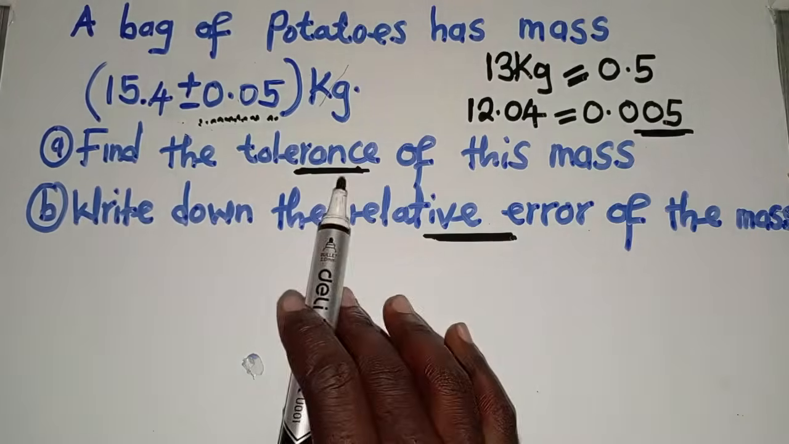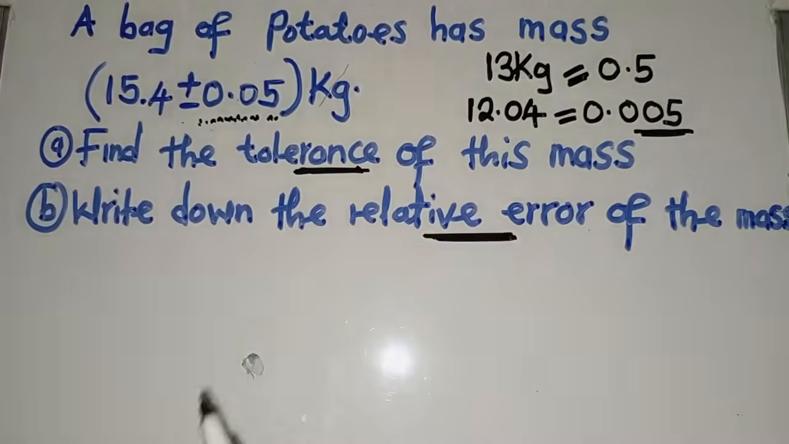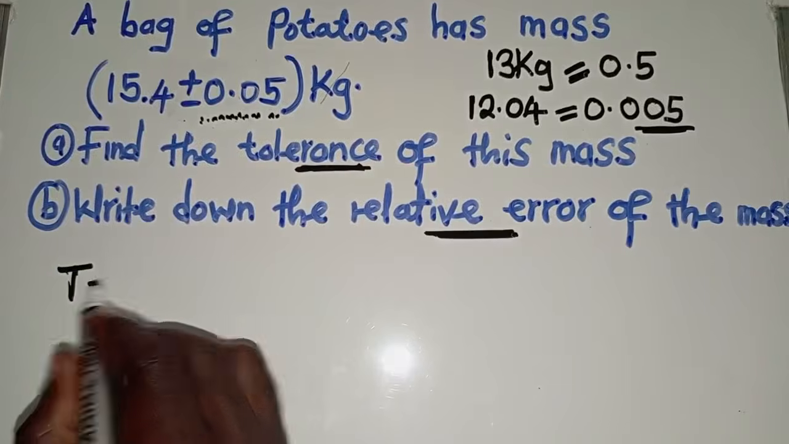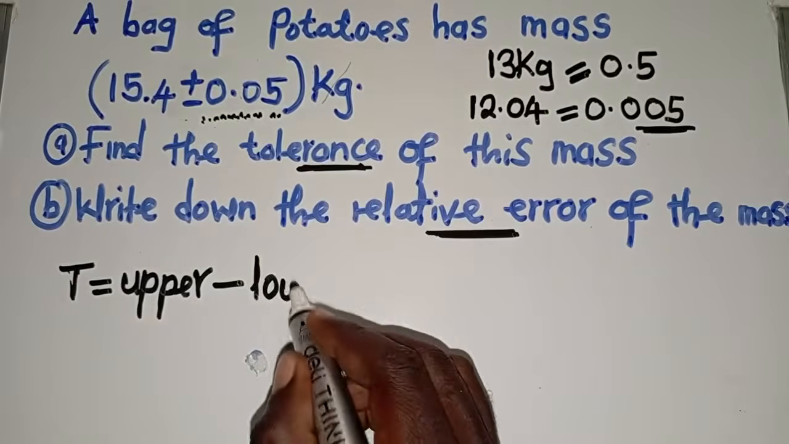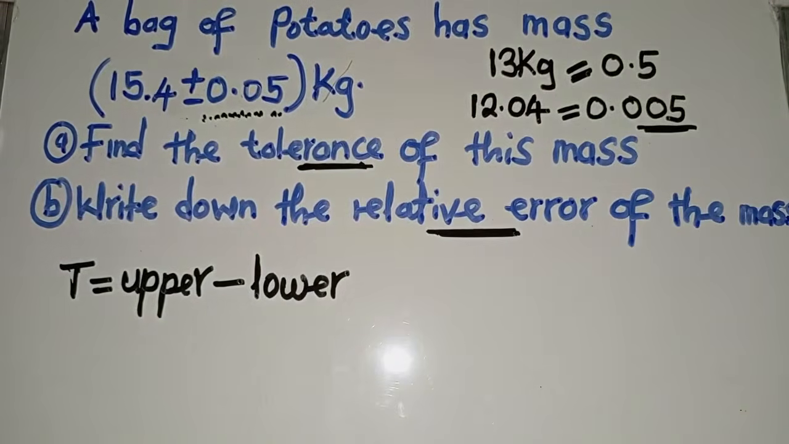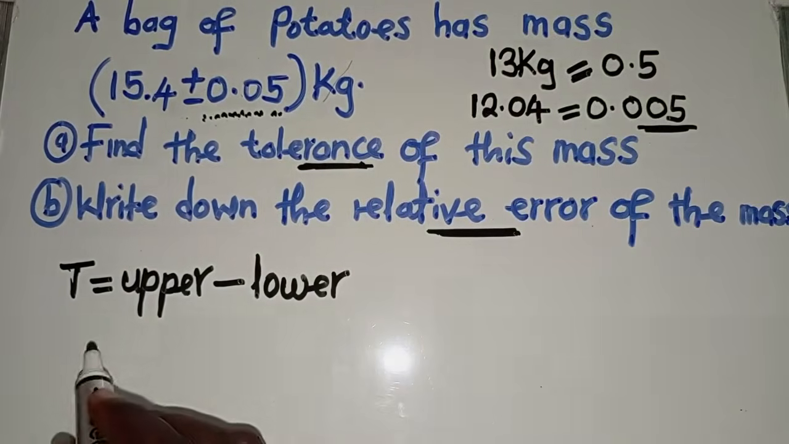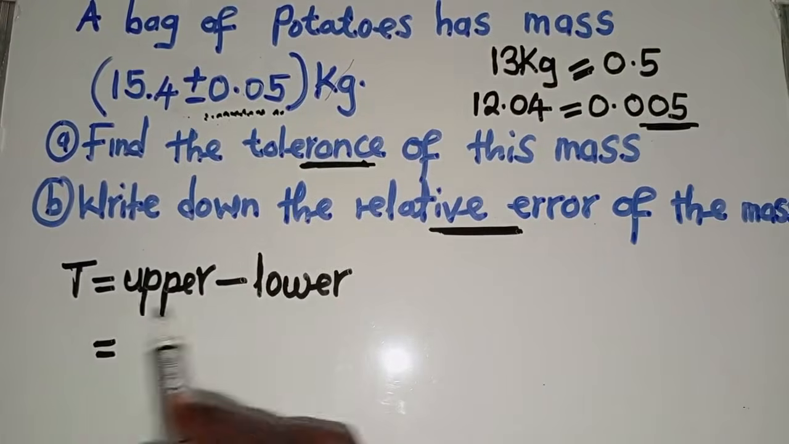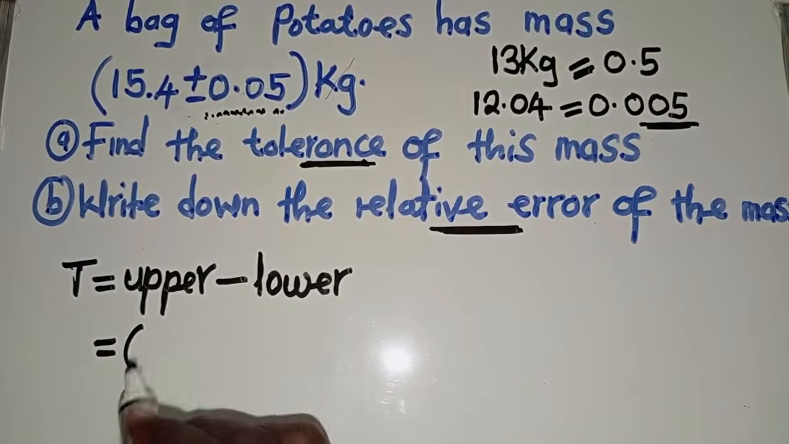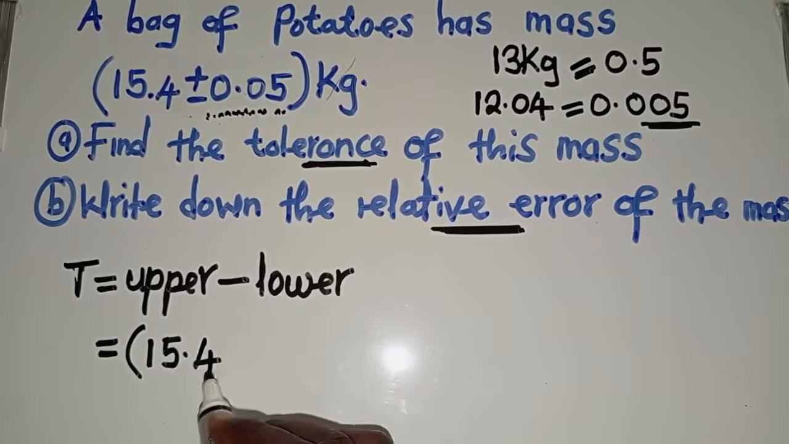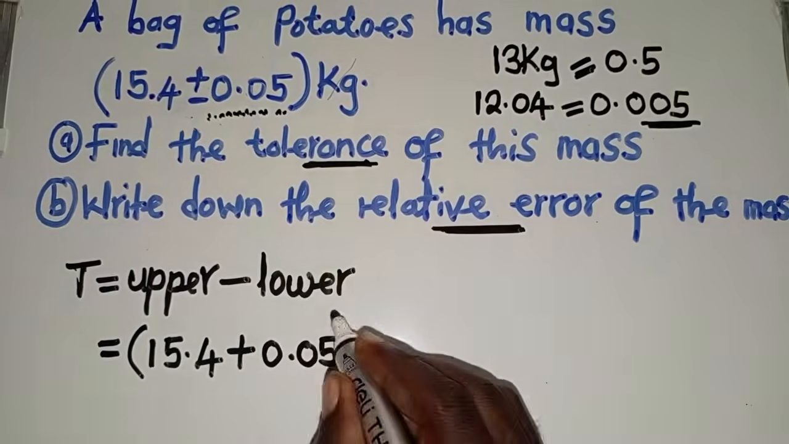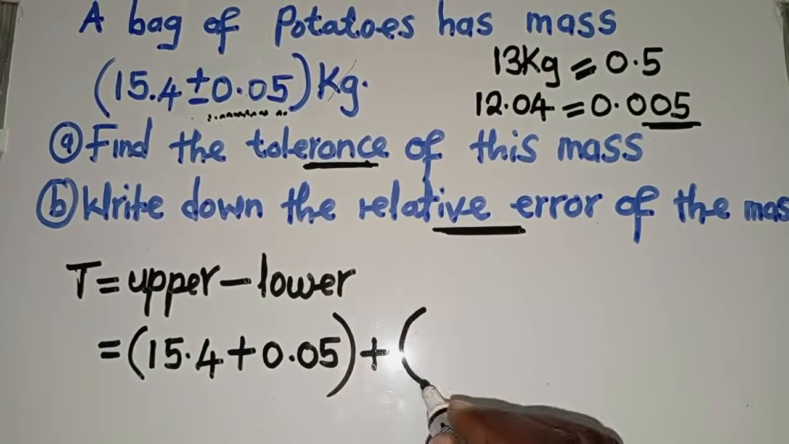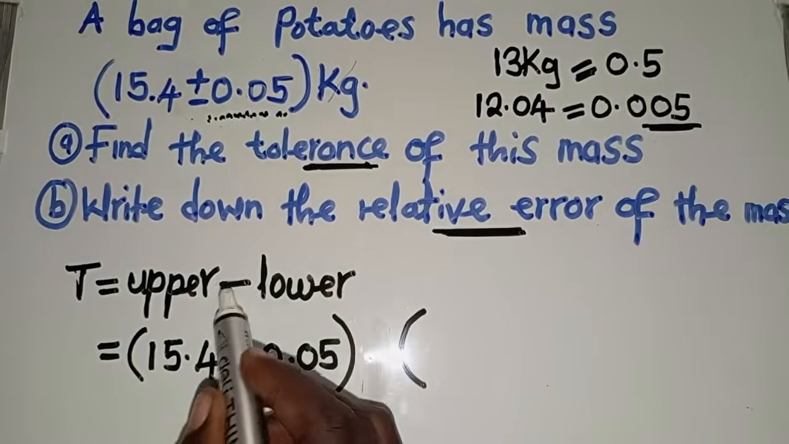So find the tolerance of this mass. How do you find the tolerance? You need to know that tolerance is given by the formula: upper limit minus lower limit. You say upper minus lower. So in this case, how do I find the upper limit? I need to get the number that is given, 15.4, plus the absolute error. In this case, the absolute error is 0.05. I do this, I say plus. I mean minus, I'm following the formula, minus.